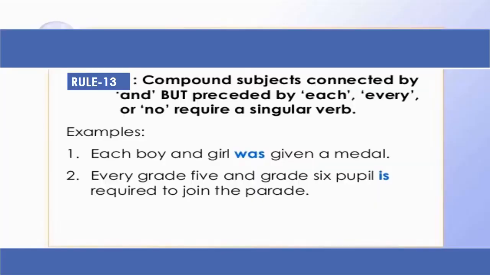Next, rule number 13. Compound subjects connected by and but preceded by each, every or no require a singular verb. For example, each boy and girl was given a medal. So here we are supposed to use the singular form of the verb. Then, every grade 5 and grade 6 pupil is required to join the parade. So this is rule number 13.